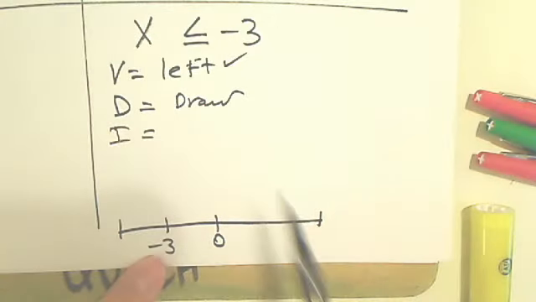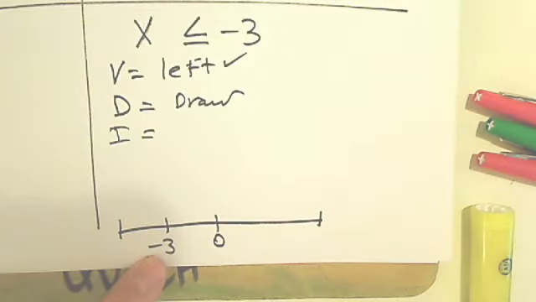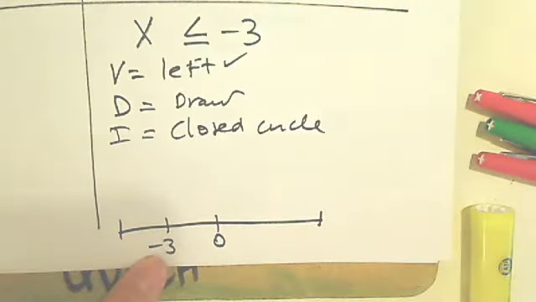It's less than or equal to. Or equal to. It's a closed circle. It's closed because it could be that number. Or equal to.